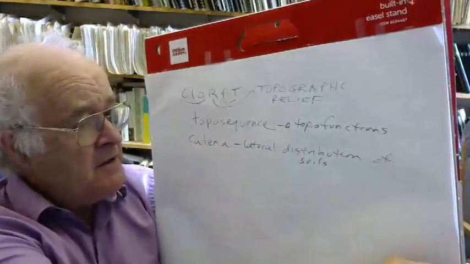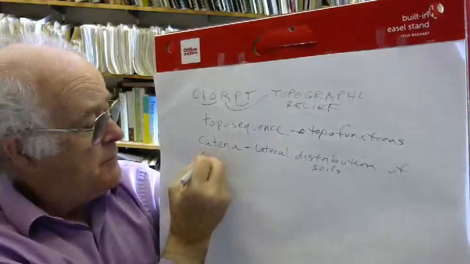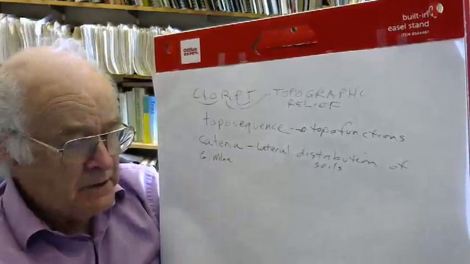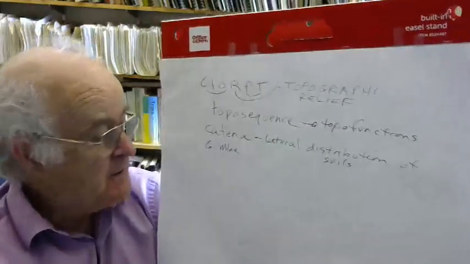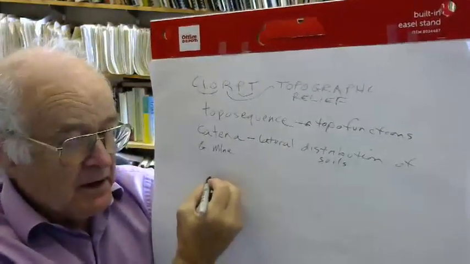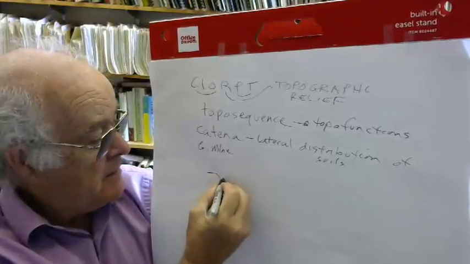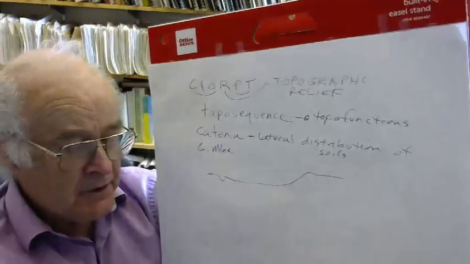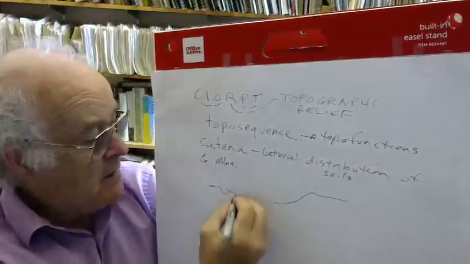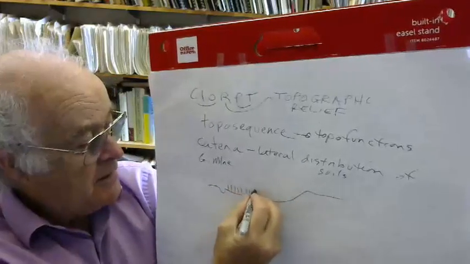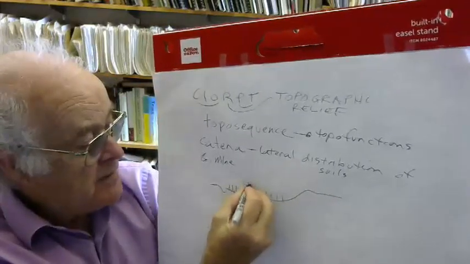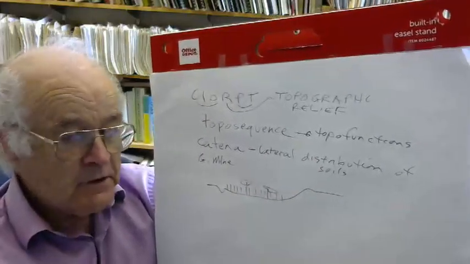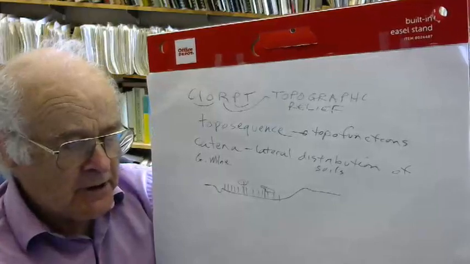And the classic case is the case of Geoffrey Milne in what used to be called Tanganyika Territory, now called Tanzania. The classic example of a catena or lateral relationship in these Tanzanian landscapes was to have an environment of a wooded grassland. This is where the big game is, like you would see in the Serengeti Plains or Ngorongoro Crater.